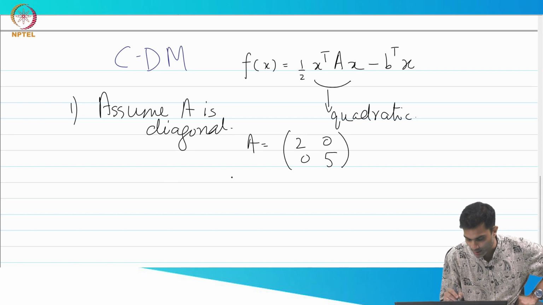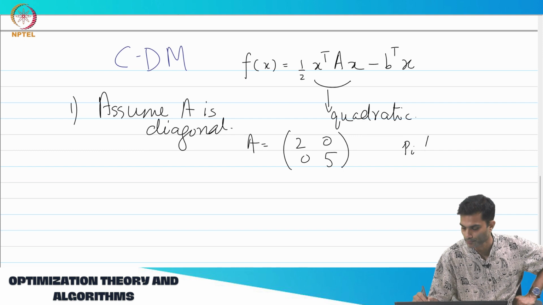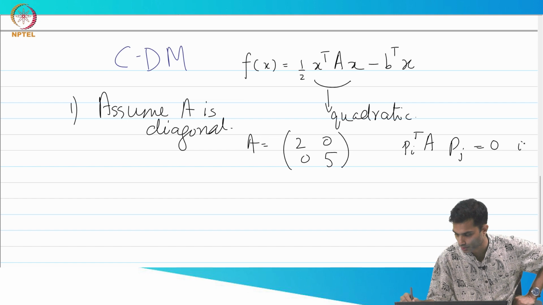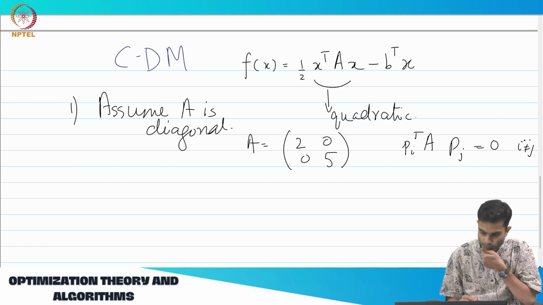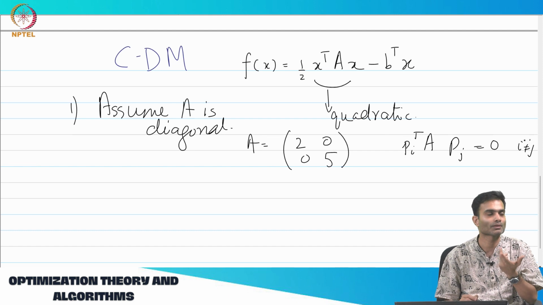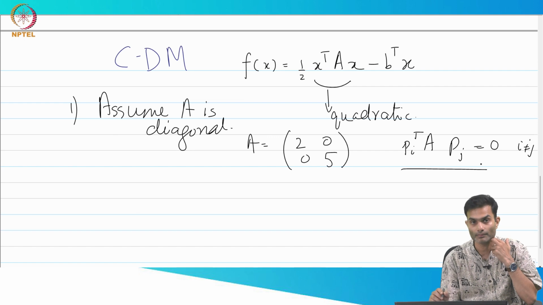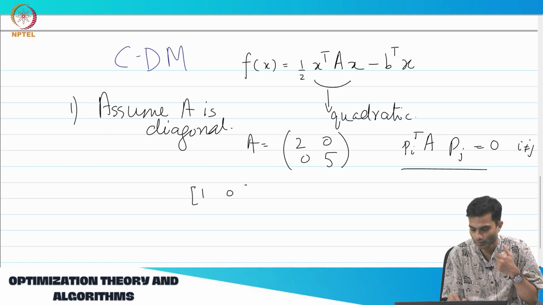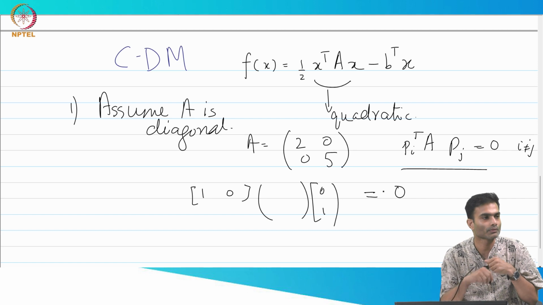And let's look at the conjugacy condition. What is the conjugacy condition? Pi transpose A Pj is equal to 0, i not equal to j. This is a diagonal matrix. Can you immediately guess one set of p's such that this is satisfied? 1 0 and 0 1, right? Supposing I have 1 0, this matrix A, and 0 1, you can see that this is going to be equal to 0, right?